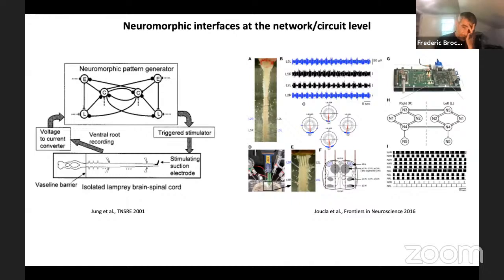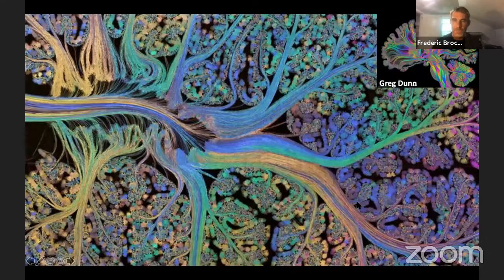In all those systems, even though that's very impressive work, they are using mostly a very small number of synapses. So I would like to talk a little more about biology.